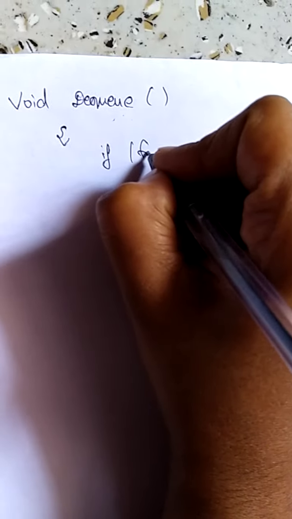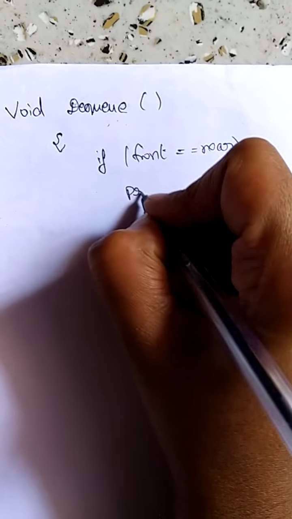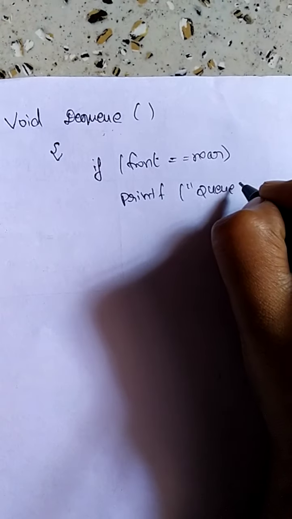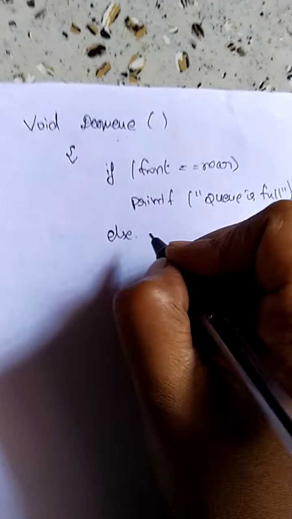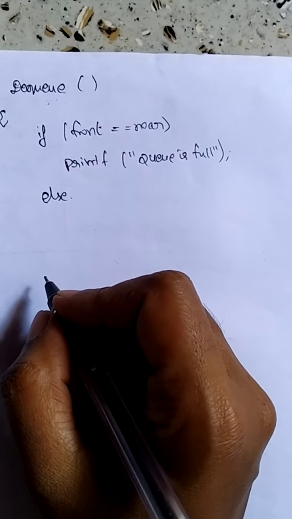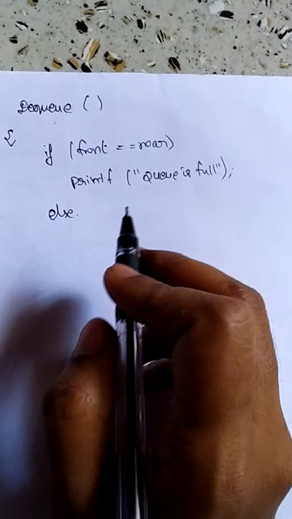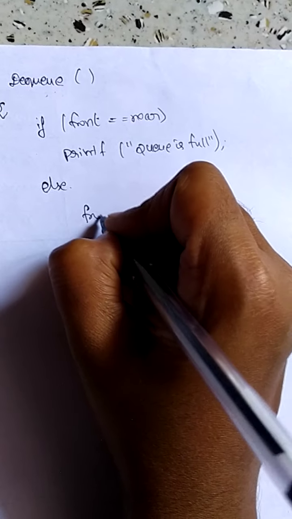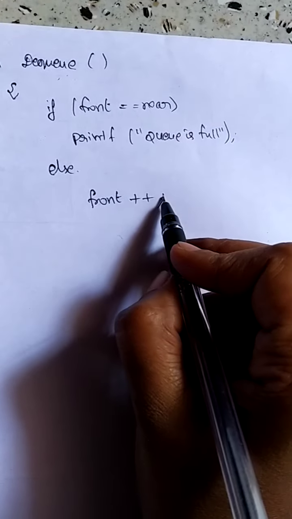If front is equal to rear, then printf queue is empty. Otherwise you can do the dq operation. dq means, as I have said, you just increment the front pointer. That's enough for the deletion. So in the else part, just do front plus plus. Just increment the position, that is enough.